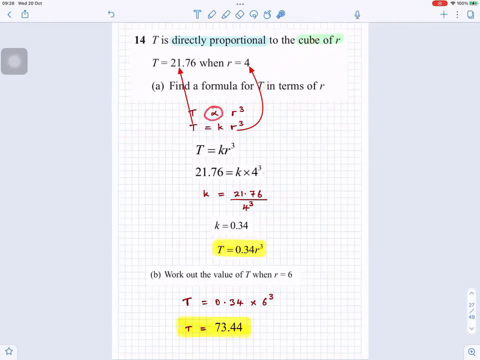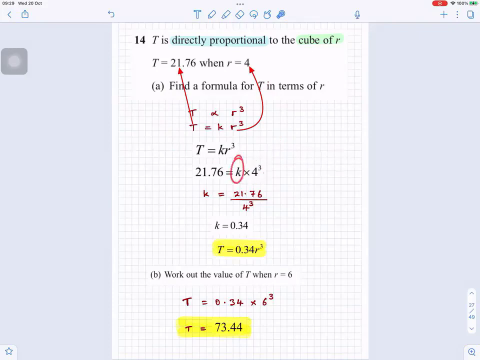Change the proportional sign to equals to and K. So now you have an equation because it has got an equals to sign, and we need to find what K is. So we write T equals to K times R cube. T is 21.76. R is 4. So write it 21.76 equals to K times 4 cube.